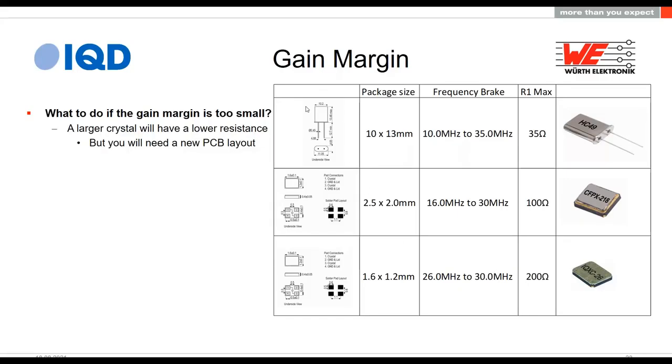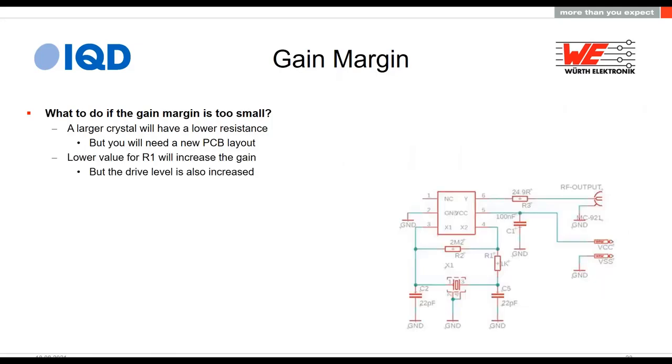And you can see if I went back to that really big crystal that we do, then the resistance value is going to be much, much less. So if I use a bigger crystal, I get a much better gain margin. And you're all screaming at me that I can't do that because I've done my PCB layout and I can't just put a bigger component on there now. Fair enough. So alternatively, you can try and lower the value of R1.